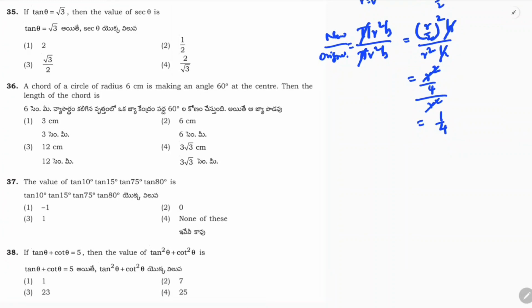Next one, tan theta. See, tan theta is root 3. In tan you will get root 3 for 60 degrees. So theta is 60 degrees. Now they are asking for sec theta, so sec 60 degrees. The value of sec 60 is 2. So the correct option is 1.